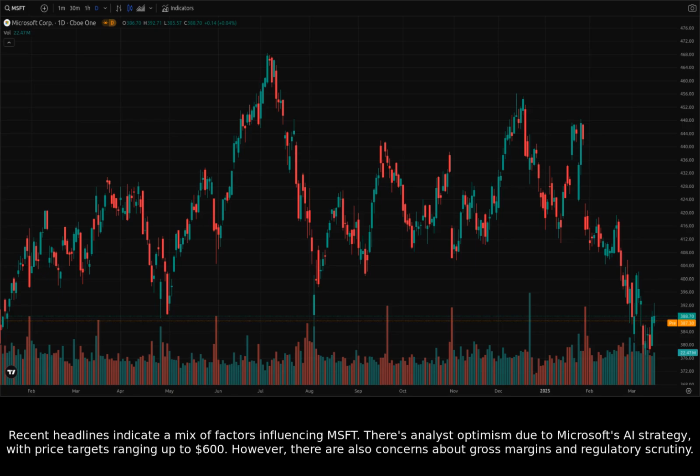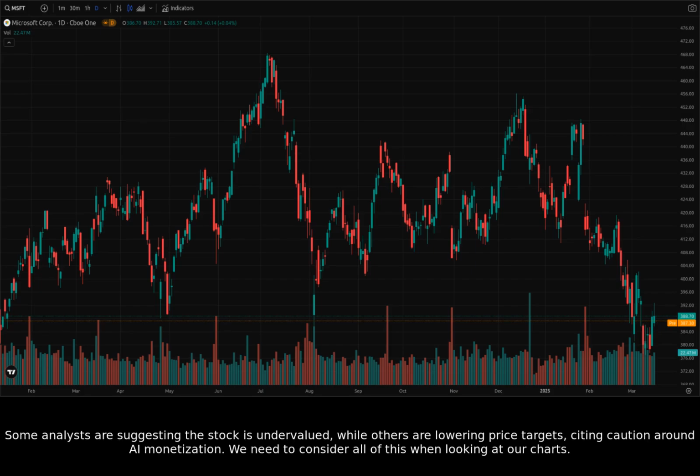Recent headlines indicate a mix of factors influencing Microsoft. There's analyst optimism due to Microsoft's AI strategy, with price targets ranging up to $600. However, there are also concerns about gross margins and regulatory scrutiny. Some analysts are suggesting the stock is undervalued, while others are lowering price targets, citing caution around AI monetization. We need to consider all of this when looking at our charts.